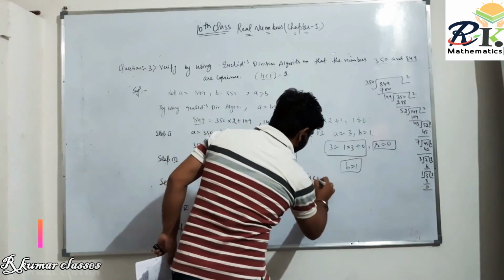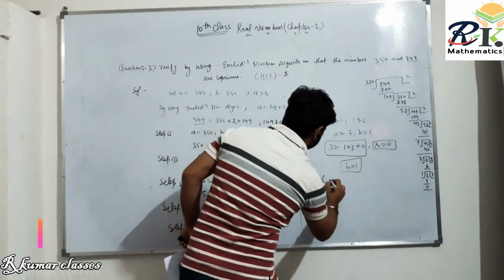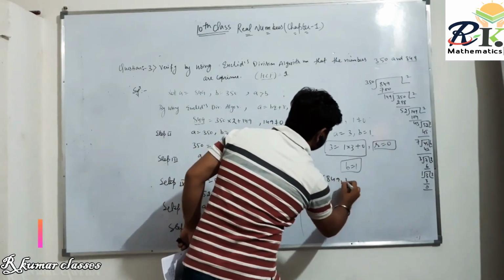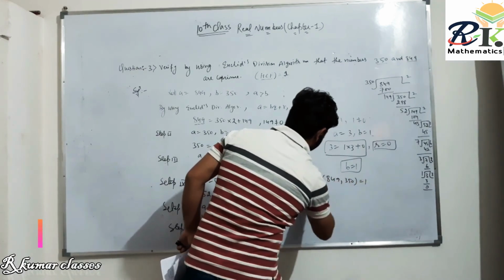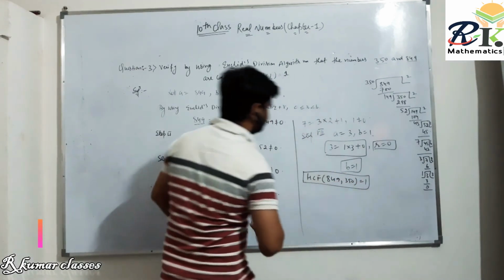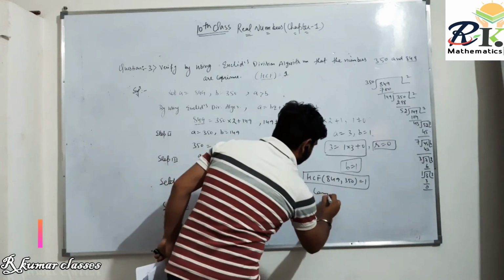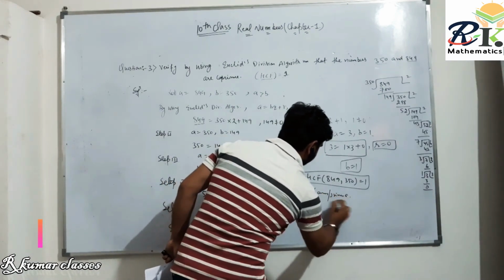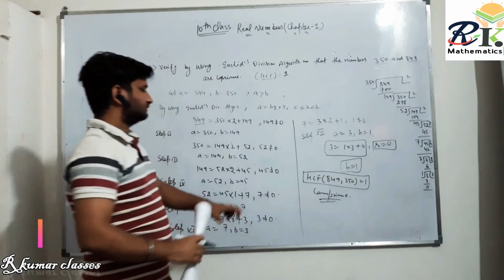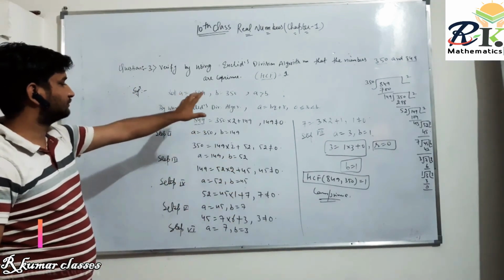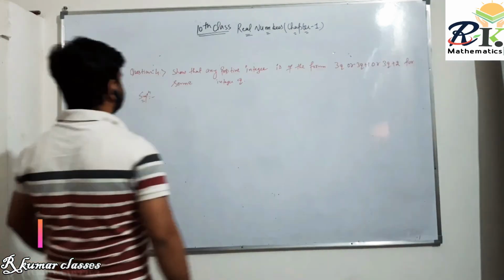So we say that HCF of 849 and 350 is 1. Highest common factor of these two numbers is 1. So they are coprime, because the definition of coprime is that those numbers whose highest common factor is 1.